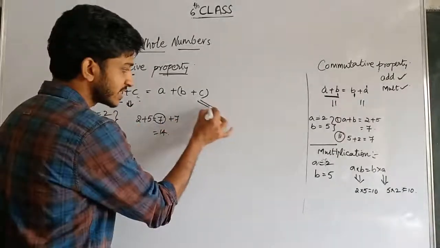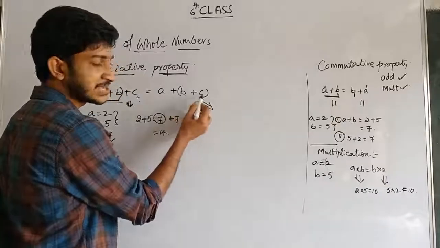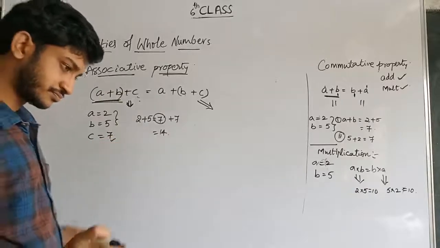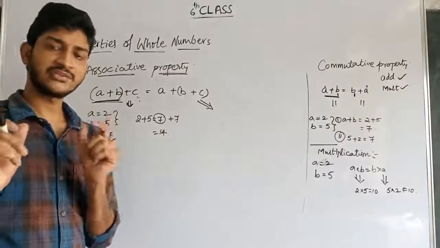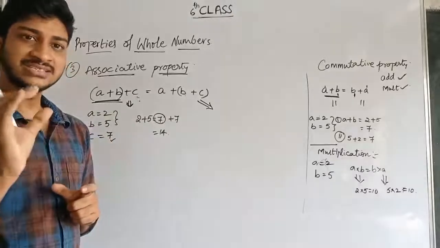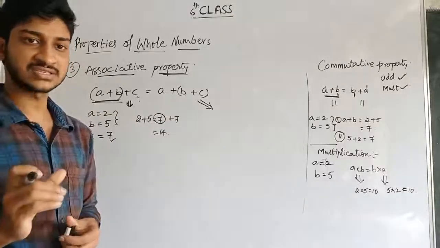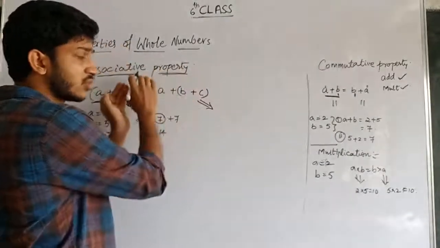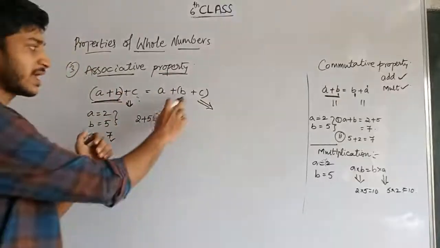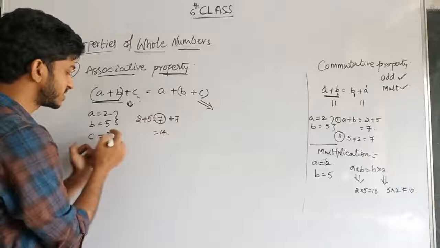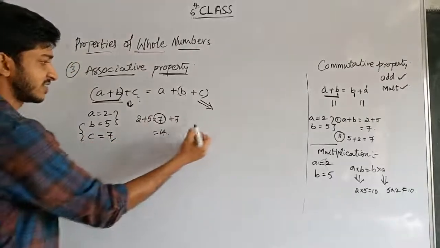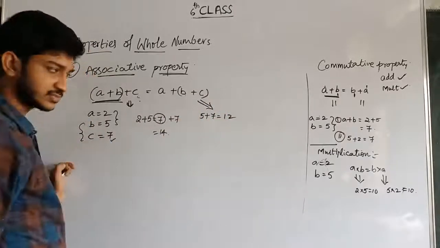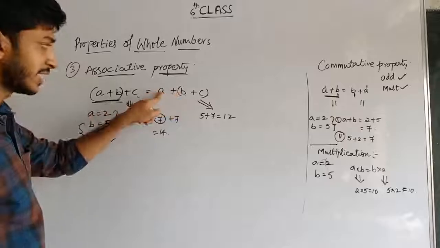Now I am checking the other case. First of all we have to add b plus c. What is in the bracket, we have to solve that first. In any simplification problem, listen carefully, what is in the bracket we have to solve first, and later go to the remaining terms. So here I have a bracket, that's why I am first solving this. B plus c means here b is 5, c is 7. So 5 plus 7, I got 12. Now I am adding this b plus c to a. What is a here?